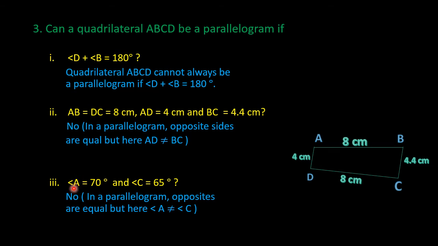Number 3. Angle A is equal to 70 degree and angle C equal to 65 degree. Then can that quadrilateral be a parallelogram? And refer to this figure. Suppose angle A is equal to 70 degree and angle C here is 65 degree. And you know, in the parallelogram, opposite angles should be equal. Here A is given 70 and C is given 65. So it cannot be a parallelogram. Okay, children?